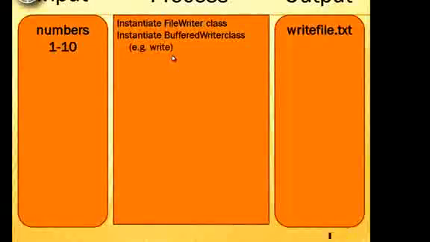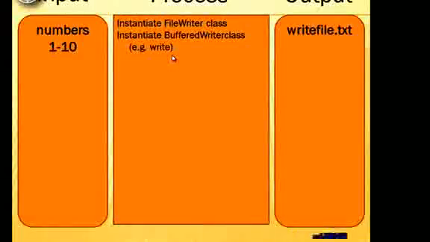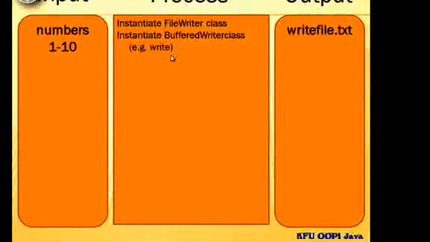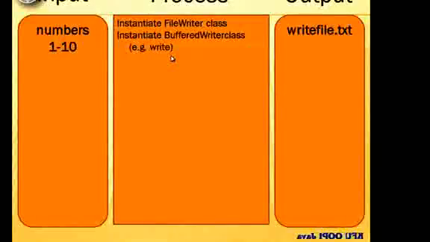Now, what's the difference between the two? The BufferedWriter class is the one that writes the text to an output stream. That's why it's called buffer.